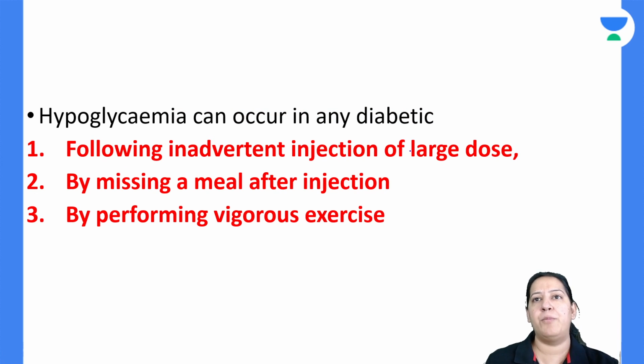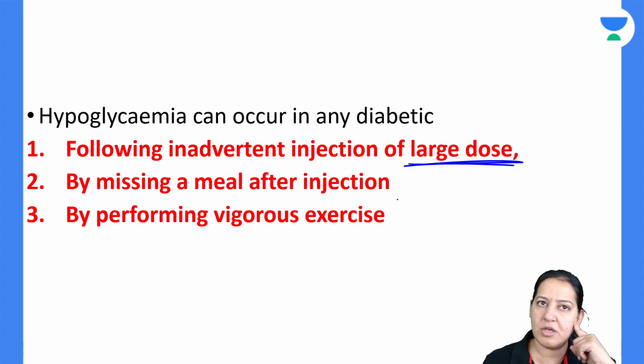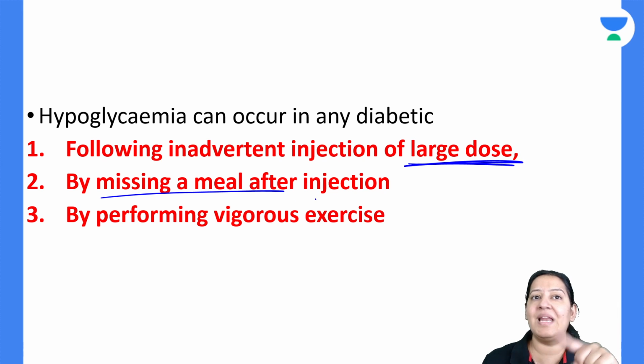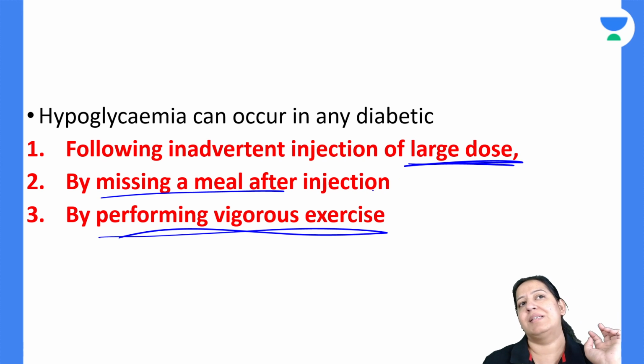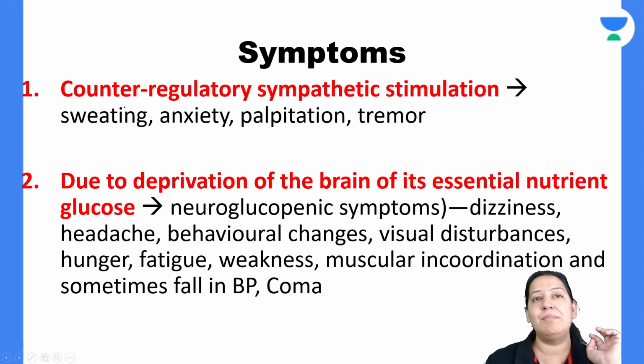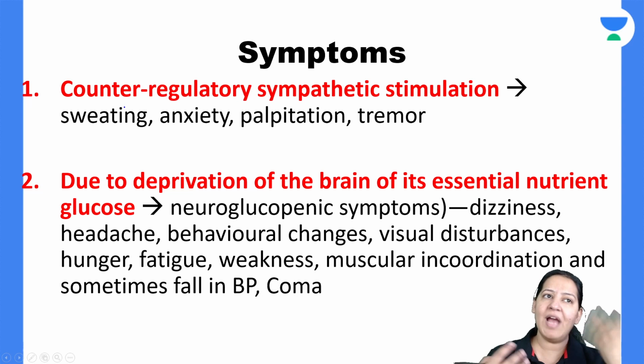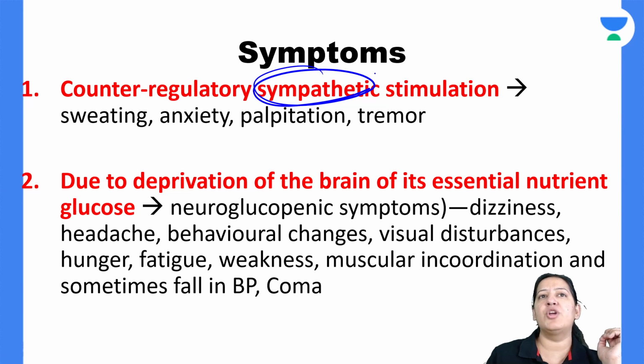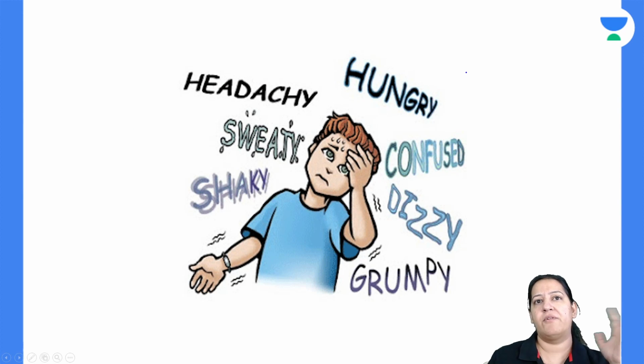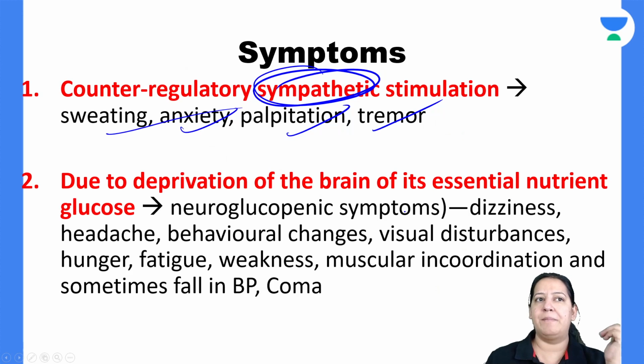Patient can go into hypoglycemia if he has taken large doses of insulin, if he has missed a meal after taking the injection, or if the patient is performing exercise after taking insulin. It is an emergency, right? During hypoglycemia, sympathetic stimulation will be there, because of which the patient has palpitation, anxiety, sweating and tremor, right? Sweating, shaky hands, palpitation, anxiety and tremors will be there.